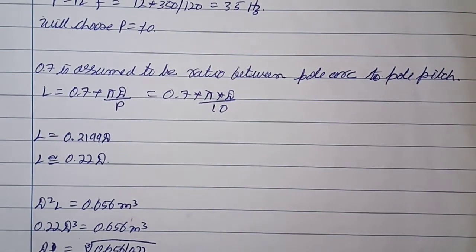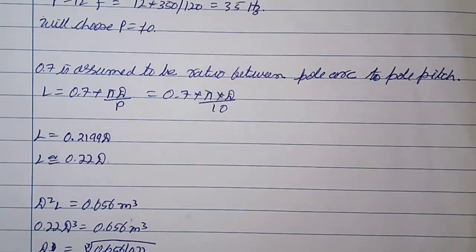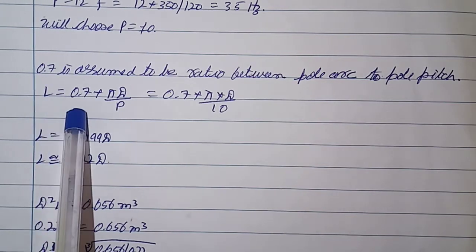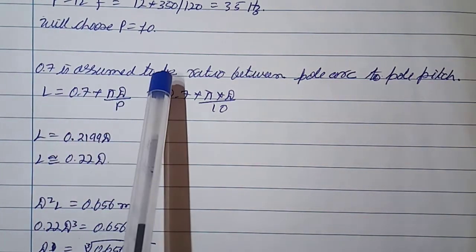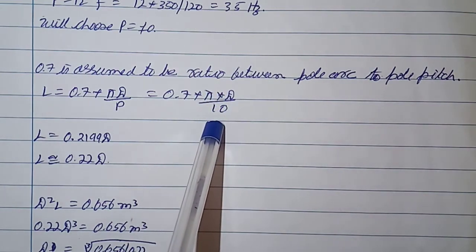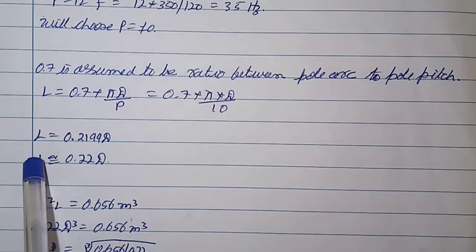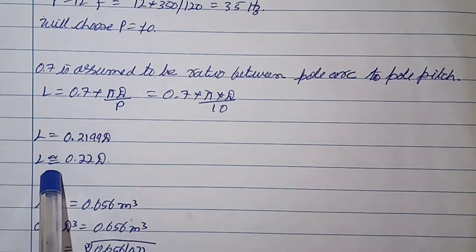Fine. Next, 0.7 is assumed to be the ratio between pole arc to pole pitch, that is psi. So here L is equal to 0.7 into pi d by P, which is 0.7 into pi into d by 10. So L is equal to 0.2199 d, approximately equal to 0.22 d.